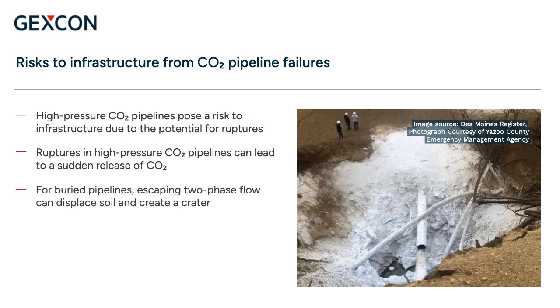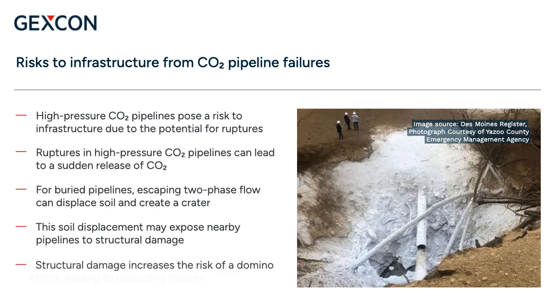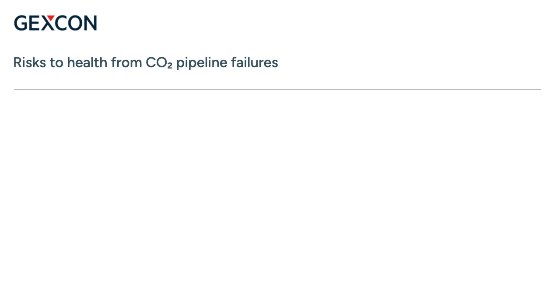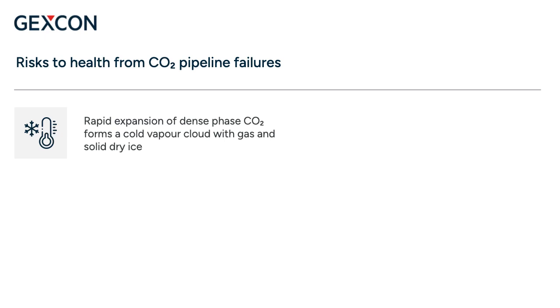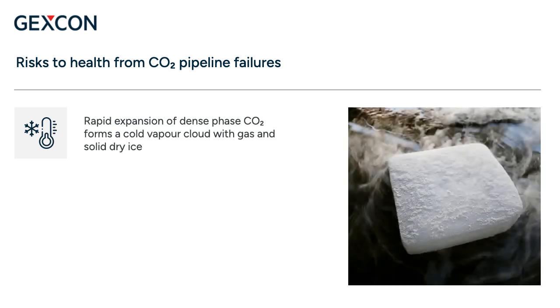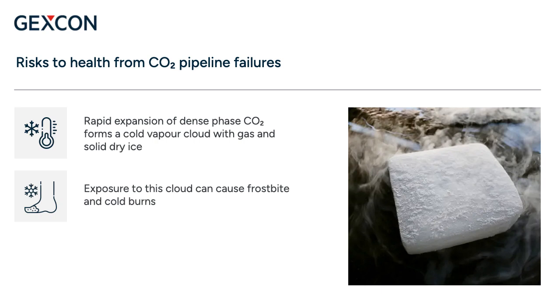For buried pipelines, on the other hand, the escaping two-phase flow can displace soil, creating a crater. This soil displacement may expose nearby pipelines to structural damage, increasing the risk of domino effect with cascading failures. CO2 can also pose health hazards. For instance, when CO2 is released, this rapid expansion of dense phase CO2 causes it to cool into a mix of gas with solid dry ice, creating a cold vapor cloud. Exposure to this cloud can lead to frostbite, cold burns, or even lung damage if inhaled.